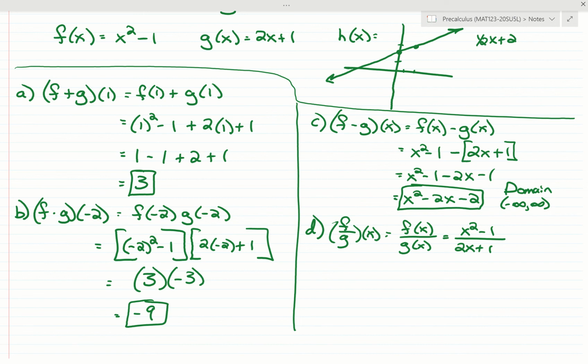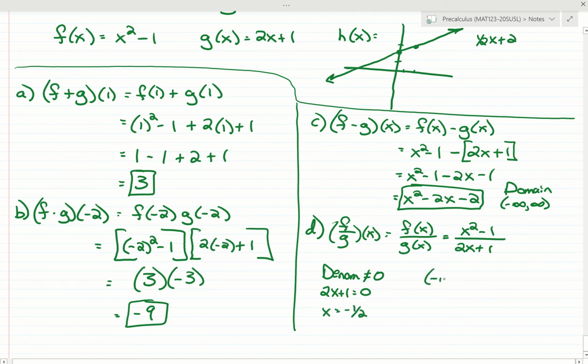So what would be our domain? Well, I do see a denominator, and if you remember back to our lesson about domain restrictions, your denominator can't equal 0. So 2x plus 1 can't equal 0, and that would happen when x is negative 1/2. So we could use any number except negative 1/2.